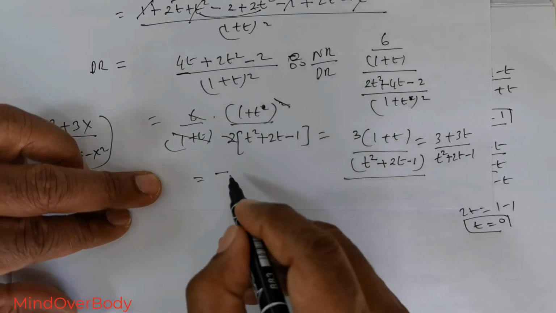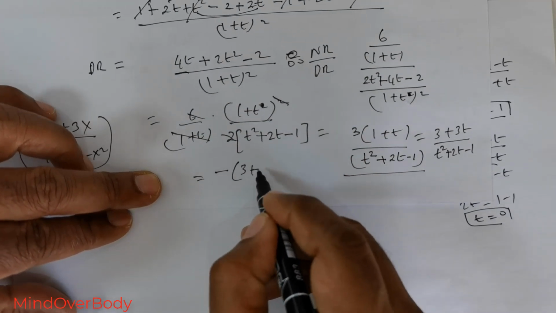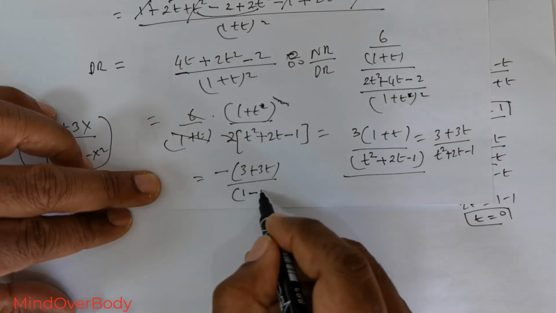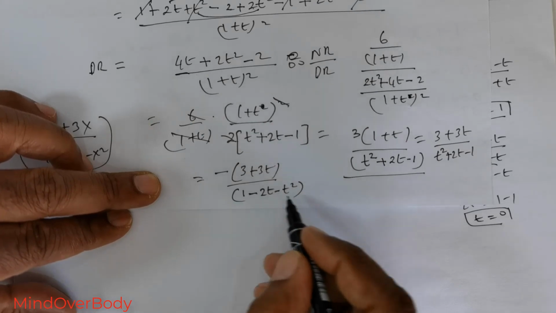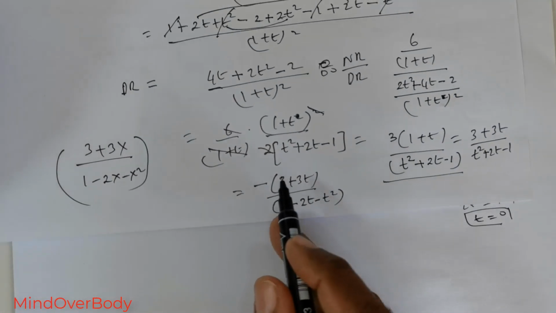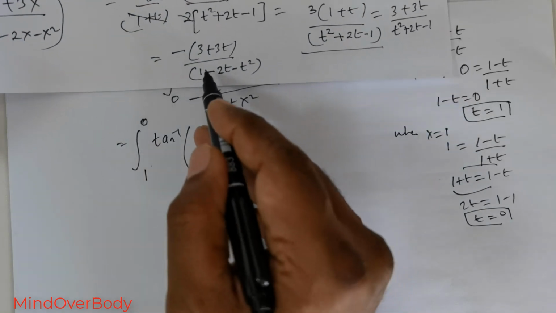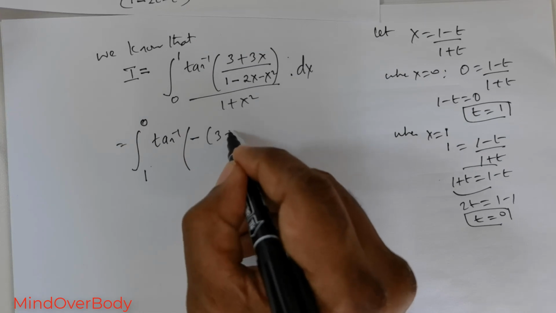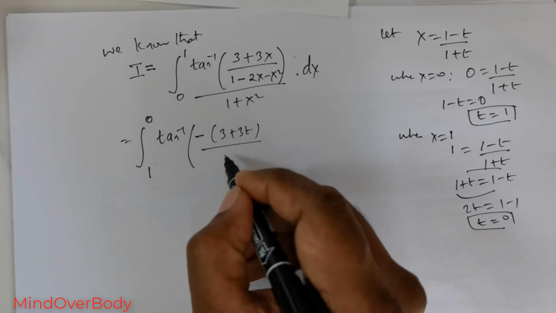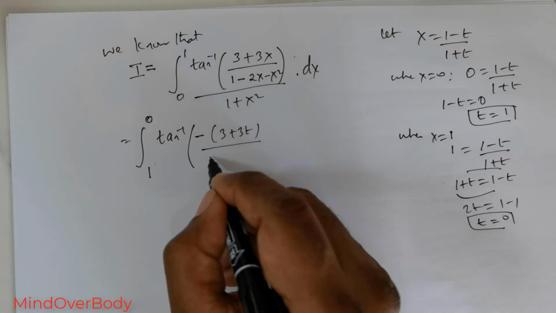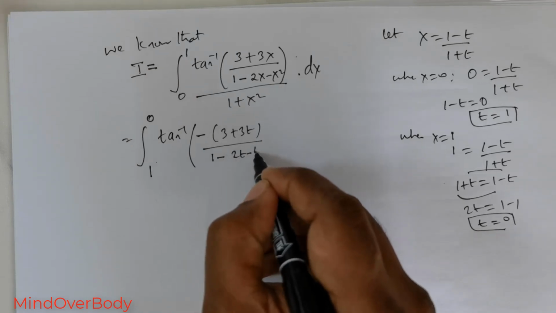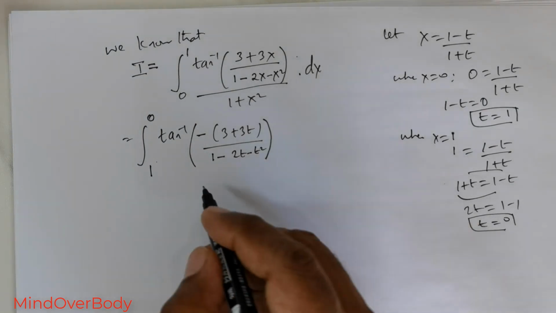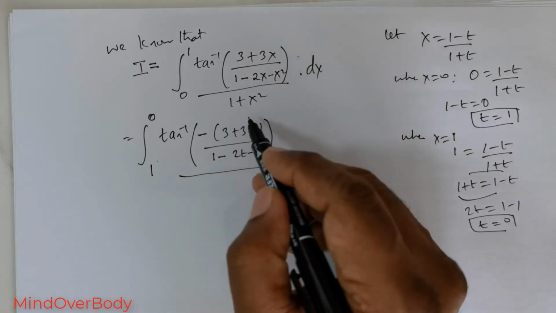So if I take a negative sign out, this is going to be negative of 3 positive 3t divided by 1 negative 2 times t negative t squared. This is what I am getting. As I mentioned, you will understand why I am writing it like this within a minute. So place that, negative of 3 positive 3t divided by 1 negative 2t negative t squared, divided by 1 positive x squared.